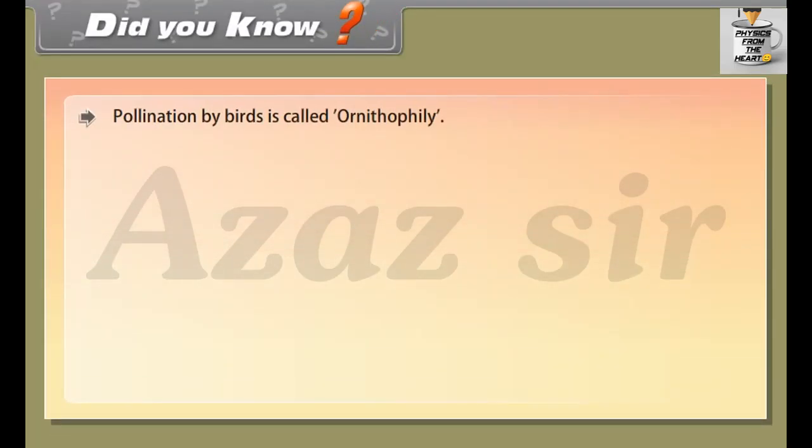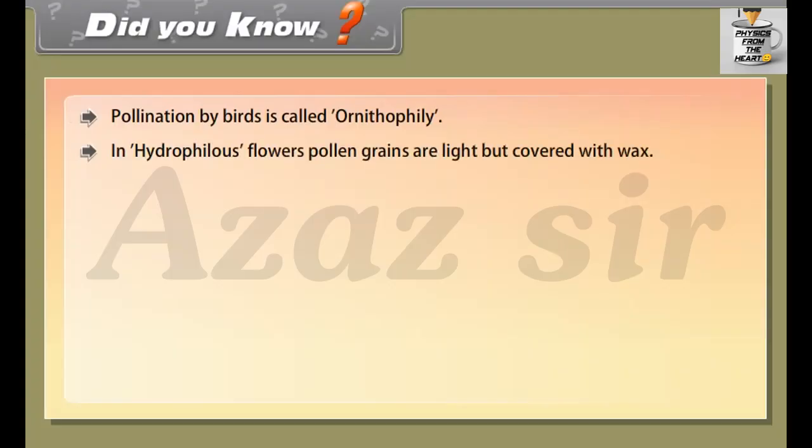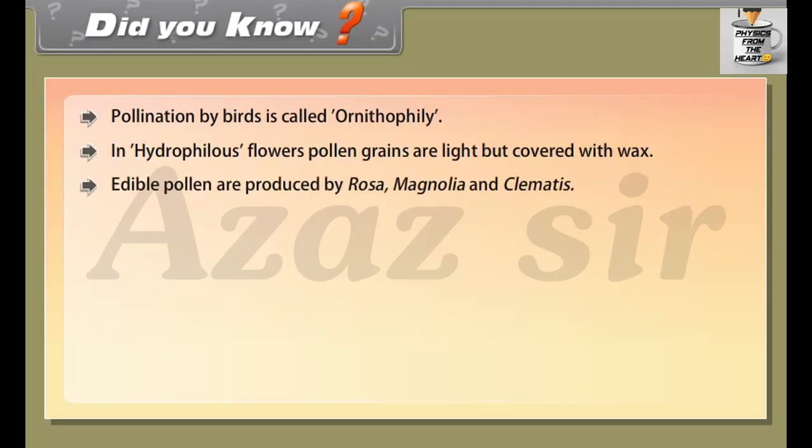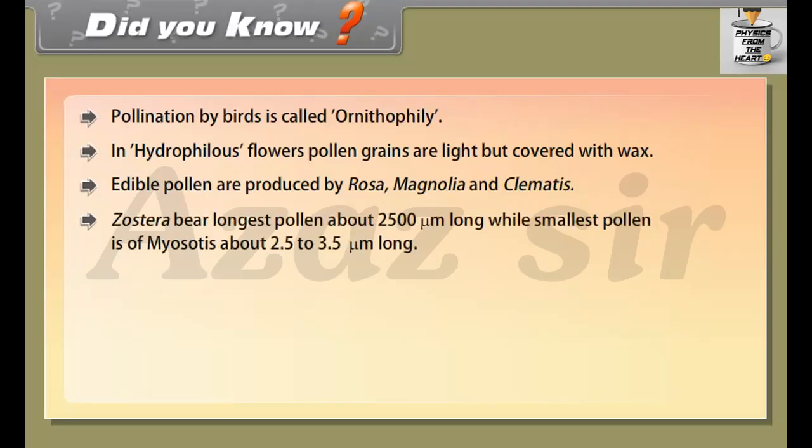Did you know pollination by birds is called ornithophily? In hydrophilous flowers, pollen grains are light but covered with wax. Edible pollen are produced by rosa, magnolia, and clematis. Zostera bears the longest pollen, about 2500 μm long, while the smallest pollen is of myosotis, about 2.5 to 3.5 μm long. Erythrina is pollinated by crows and squirrels.